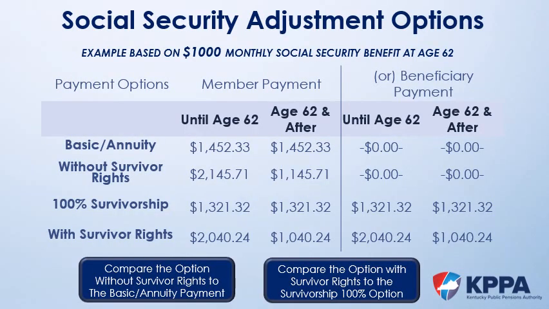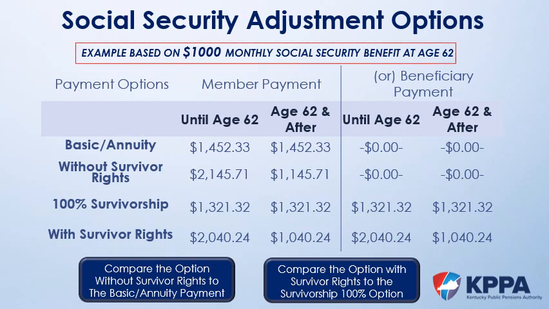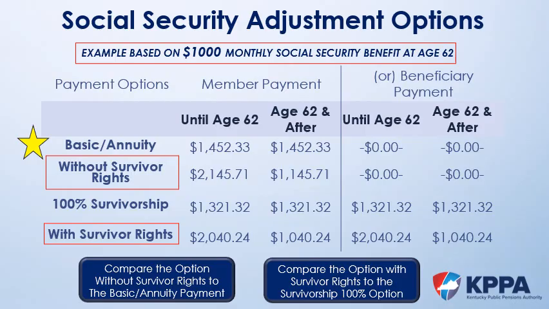In this example, the member's age 62 Social Security benefit is $1,000. When we key that into our system, it generates two payment options, assuming this member did not name their estate or trust as the beneficiary: the Social Security adjustment option with survivor rights and without survivor rights. When we look at how these options are defined, we compare the Social Security adjustment option without survivor rights to the basic or annuity option, and the Social Security adjustment option with survivor rights to the survivorship 100% option.